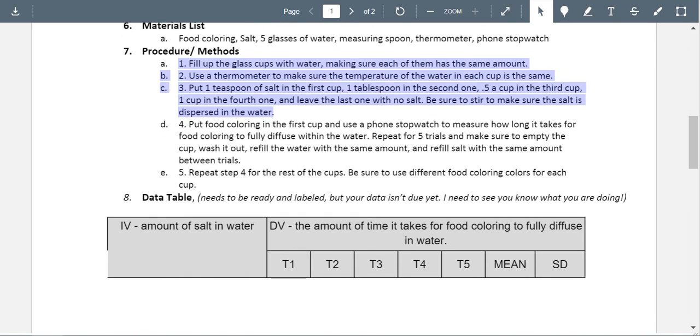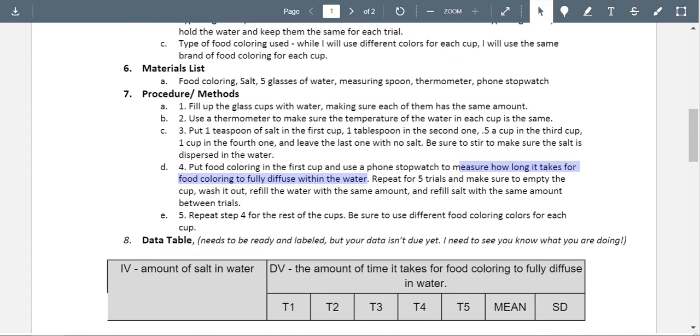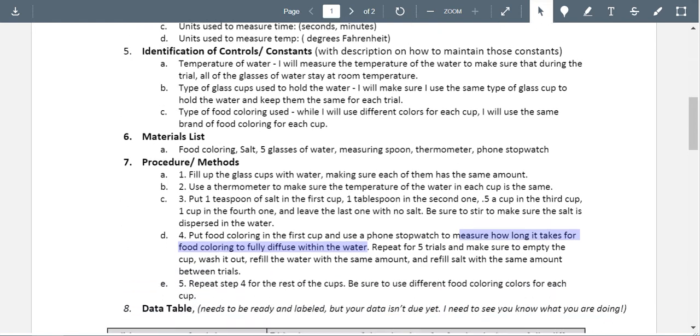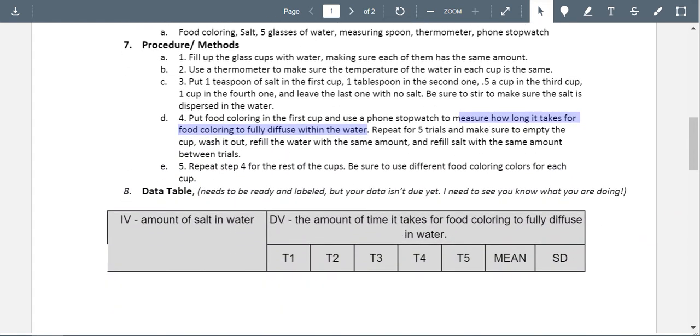Put food coloring in the first cup and use a phone stopwatch to measure how long it takes the food coloring to fully diffuse in the water. Okay, and that brings me to another point I wanted to bring up here. Because ahead of time, up here, you said the time it takes for the food coloring to fully diffuse, which I agree, that is a good variable. But here you said use a stopwatch to measure how long it takes the food coloring to fully diffuse. And again, I like that.